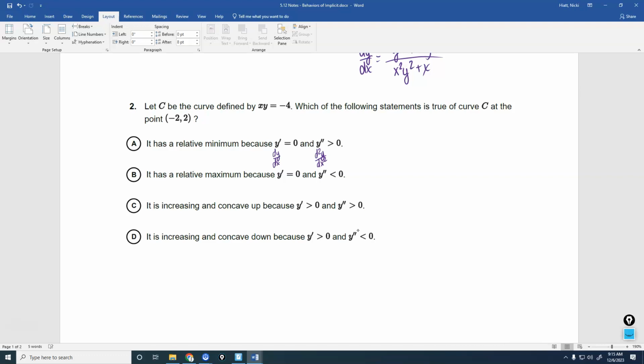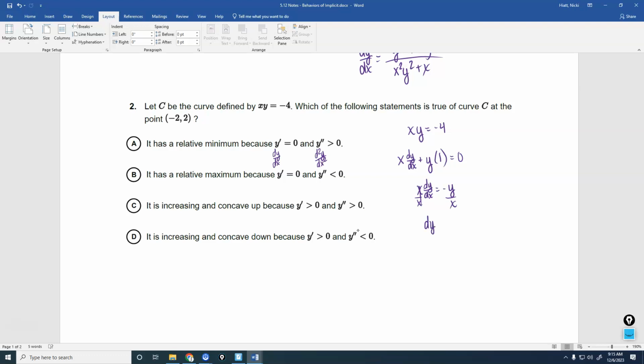So if we take the derivative of xy equals -4, this is a product rule right here. So we've got x times the derivative of y, which is dy dx, plus y times the derivative of x, which is just 1, and that will equal 0. So we will move the y over to the other side. So we'll have x dy dx equals -y, and we will divide by x.